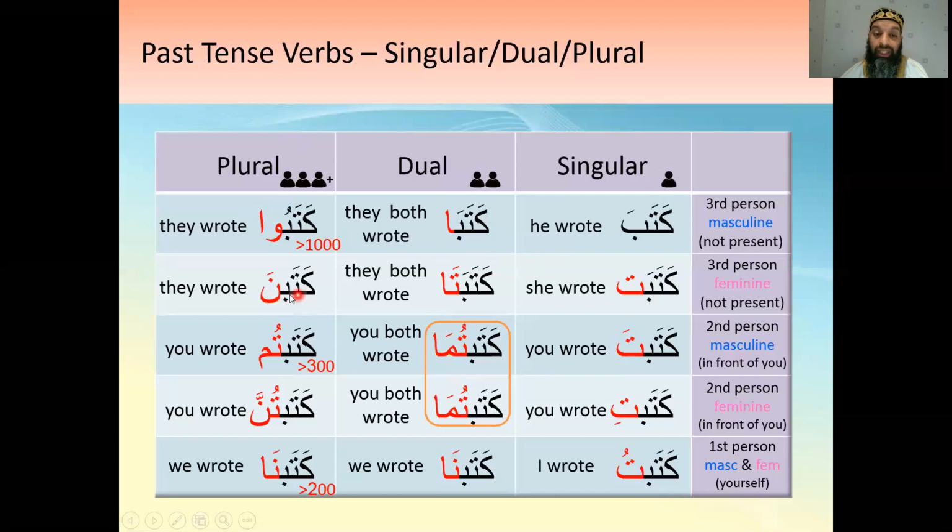And look at this one. Katabna. The noon that we're beginning to associate with women, like kunna and hunna, the noon is still there. This noon is third person women. Katabna means they all wrote, women only. Dhalamna, they all oppressed. Kafarna, they all disbelieved.